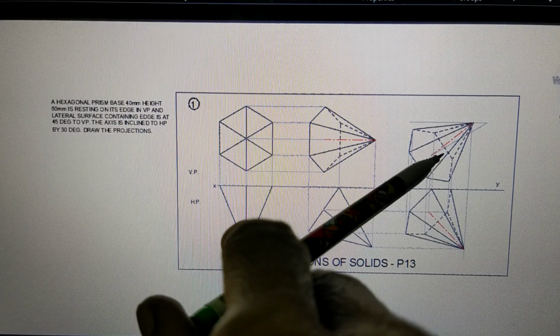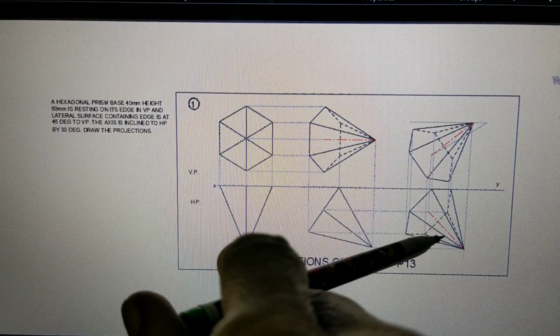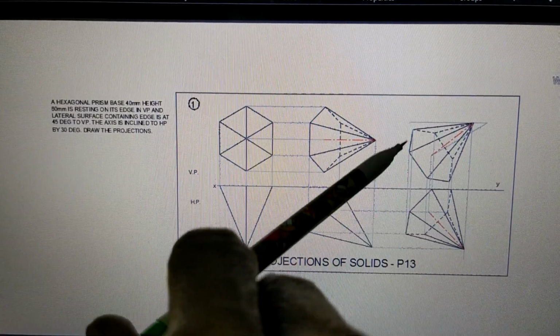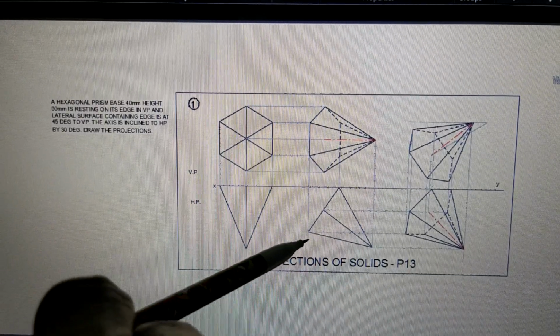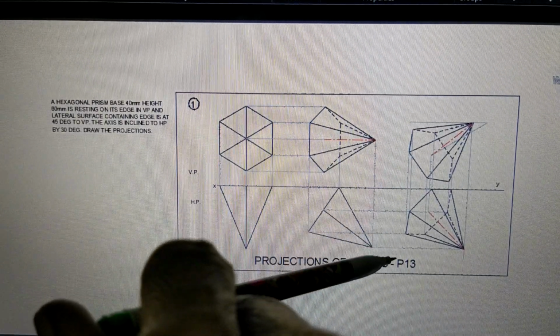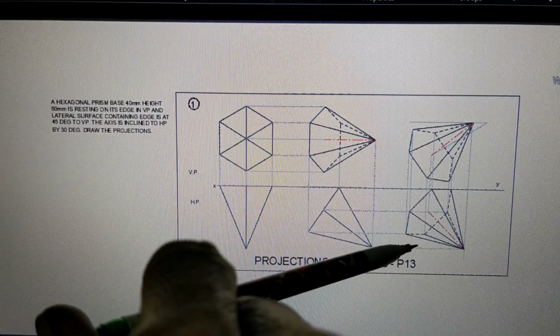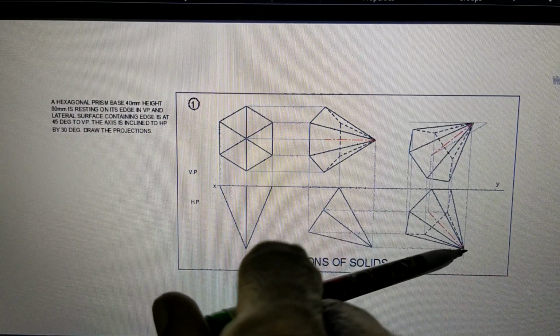So once that is done, the top view you are going to draw by making the references, projector lines from these two views. So we have got all the point names here, A, B, C, D, E, F. Here also we have got A, B, C, D, E, F. This apex O. So we start matching the points. So from here O, from here O, this will be O.